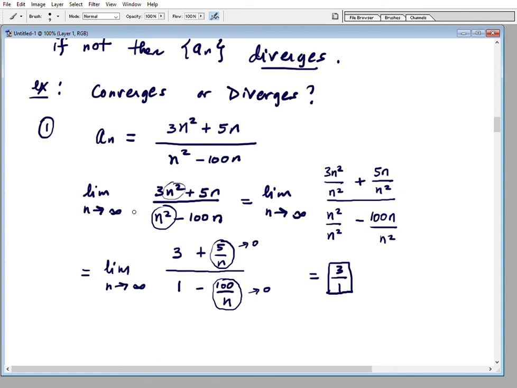Okay, really, you could see it by glancing. This is the precise way of doing this, but you could see it by glancing at it from the beginning. Just look at the highest order terms, 3n squared over n squared, and ignore the lower order terms. And you could see that it goes to 3 that way. But this is the way of doing it.